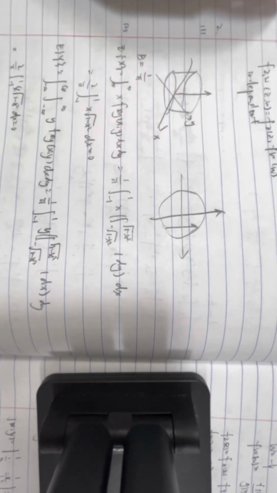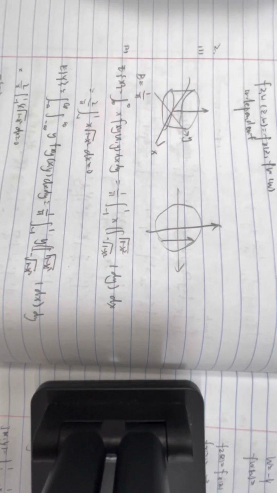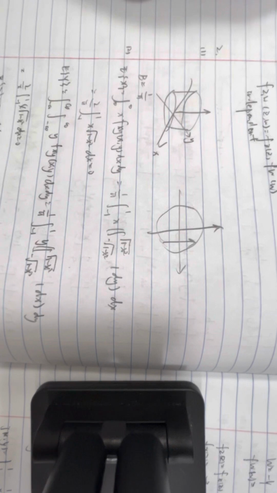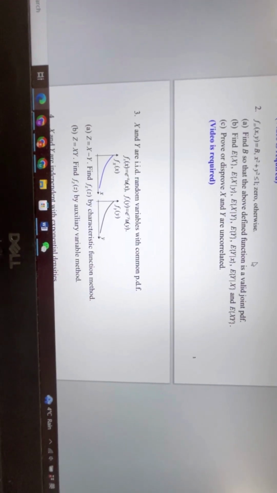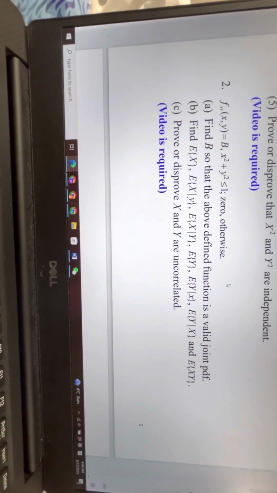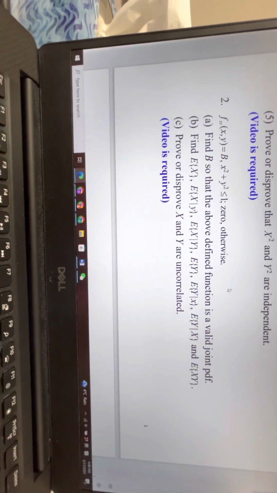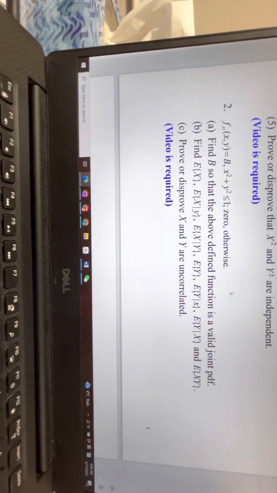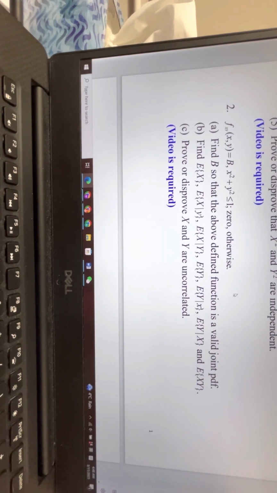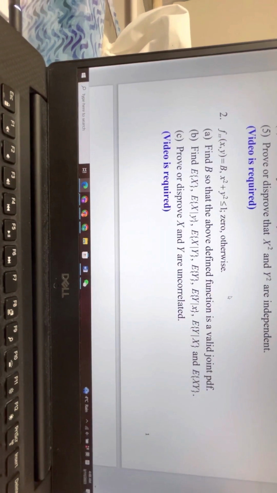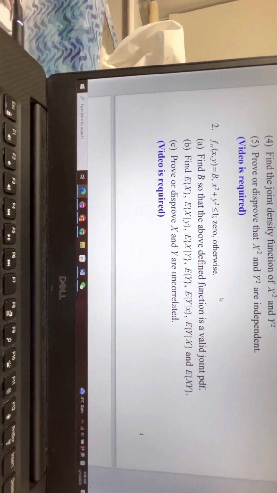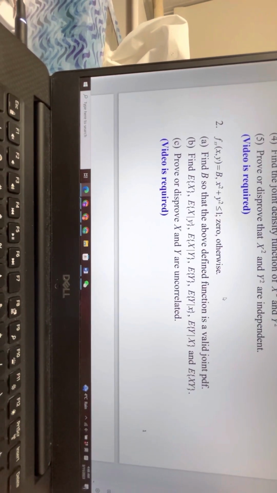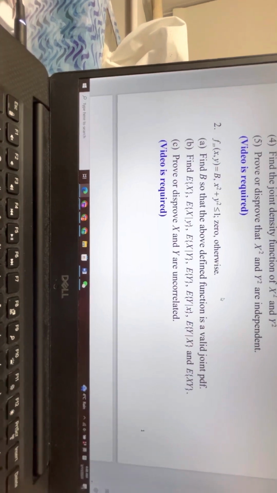So today I'm going to talk about question 2 for homework 6. The second question is f(x,y) equals b when x squared plus y squared is less than 1, and otherwise it equals 0. So the first question is: find b so that the above defined function is a valid joint PDF.